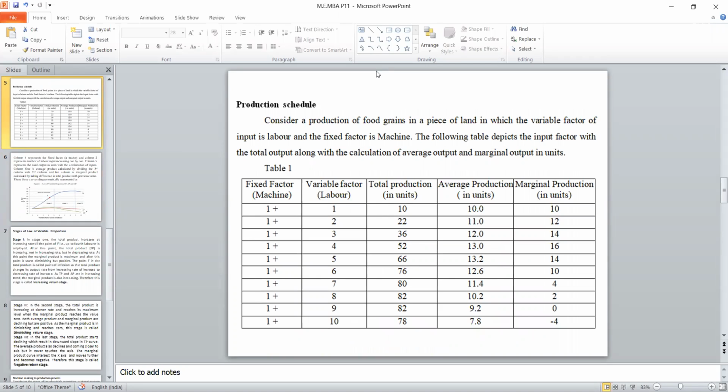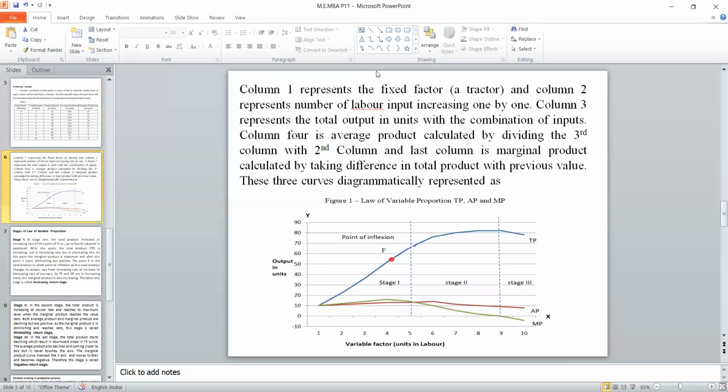But after that, see the last column. After the fourth laborer, it is increasing, but at a decreasing rate: 14, 10, 4. It is increasing at a decreasing rate. So once it becomes 0, the second stage ends. That is why this stage is called the decreasing stage.